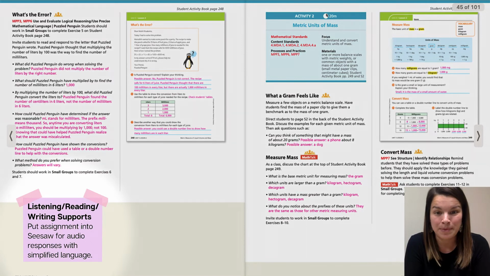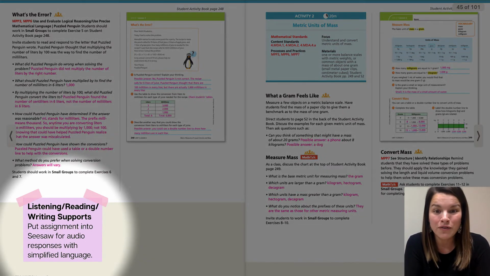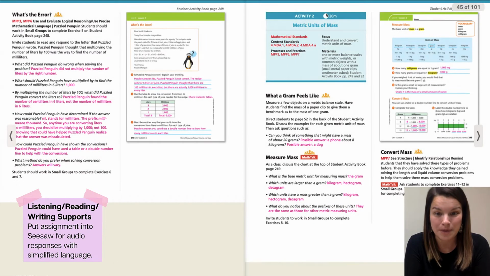I have uploaded this page into Seesaw to allow for audio recordings and recorded text. By opening the opportunity to speak instead of write and listen instead of read, students that find their strength in speaking or listening are given an opportunity to be more successful.